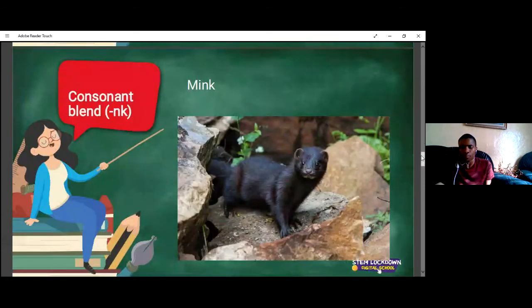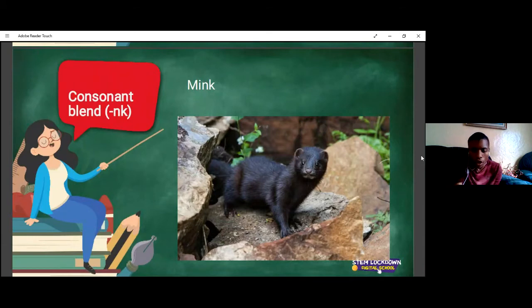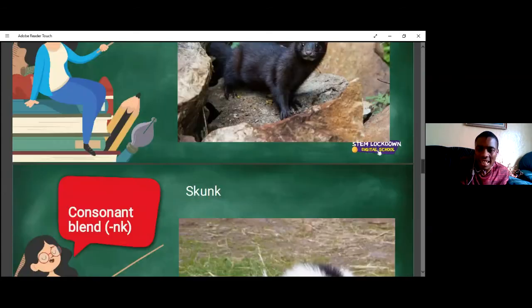So this is a mink. A mink and a skunk look the same because they come from a family of what they normally call weasels, the animals that we call weasels. So this is a mink, right? And this is a skunk.